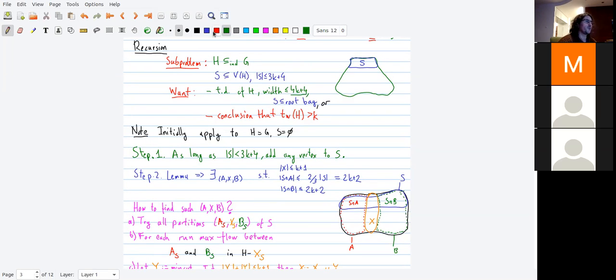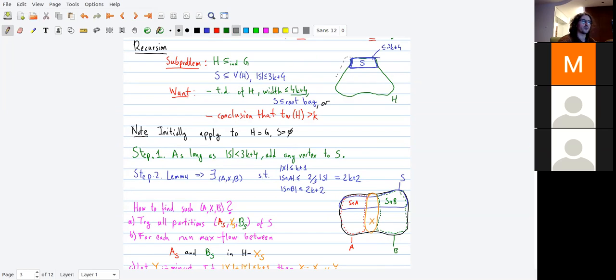So the subproblem that we will be working with is the following. I'm given a subgraph H. It's an induced subgraph of my graph, together with a subset of its vertices. Let's call it S. And it is not a coincidence that I use S for this thing. This set should be small. It should be of size at most 3k plus 4. And you should imagine that this is the interface to the rest of the graph.